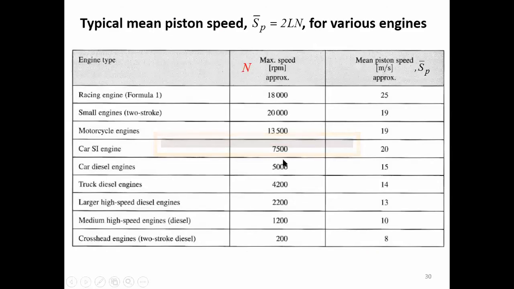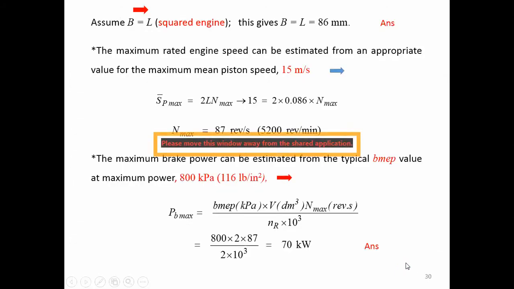So it's below 7,500 RPM. If you are satisfied with this, then you can stop your calculation here and go for the maximum engine speed at 5,200 RPM. It depends on your design.